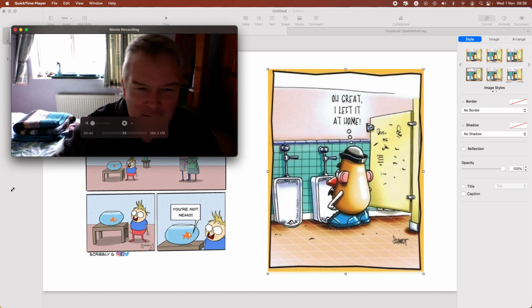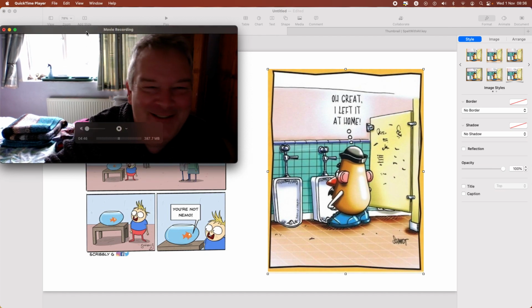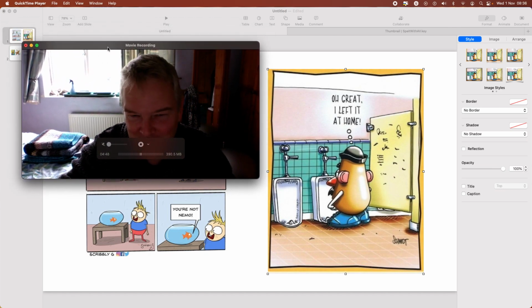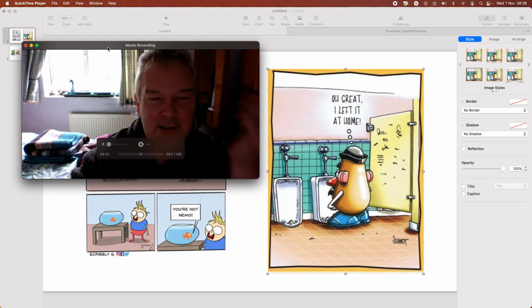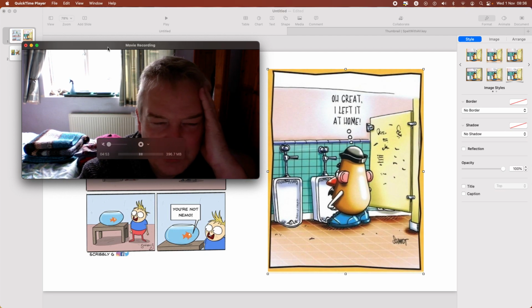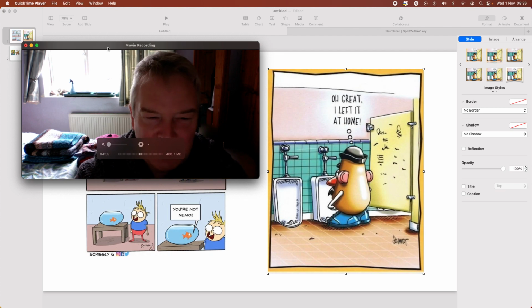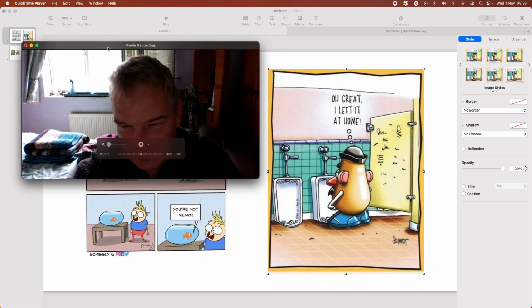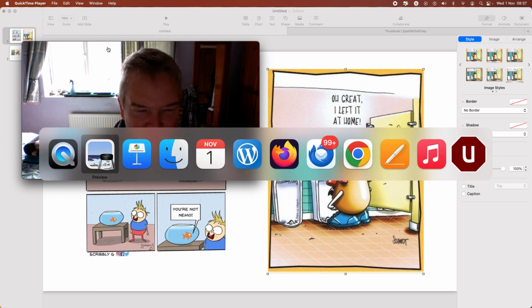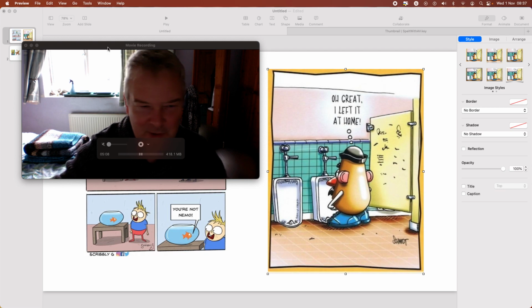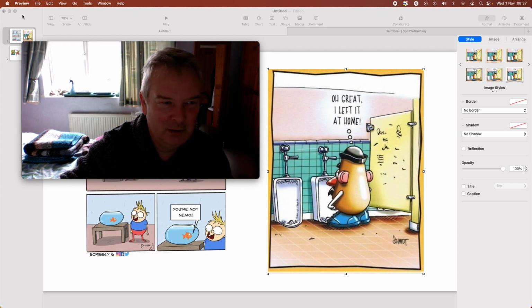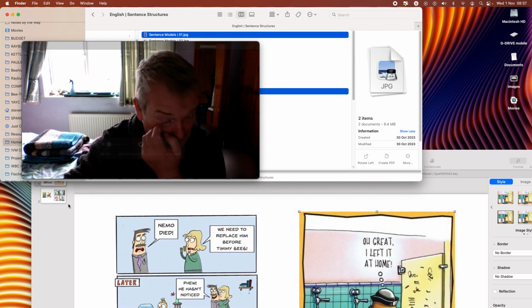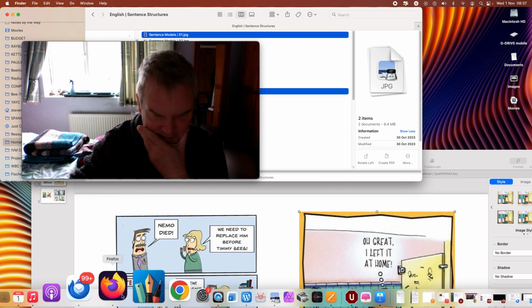I thought this was fun. I don't know where this Mr. Potato Head one is going to go. All I did was go onto the search engine and put in fun or funny cartoon strips or something and see what we could do. So Mr. Potato Head, oh great, I left it at home. Right, well how would we do a sentence structure with that? Well, hang on, just a minute.